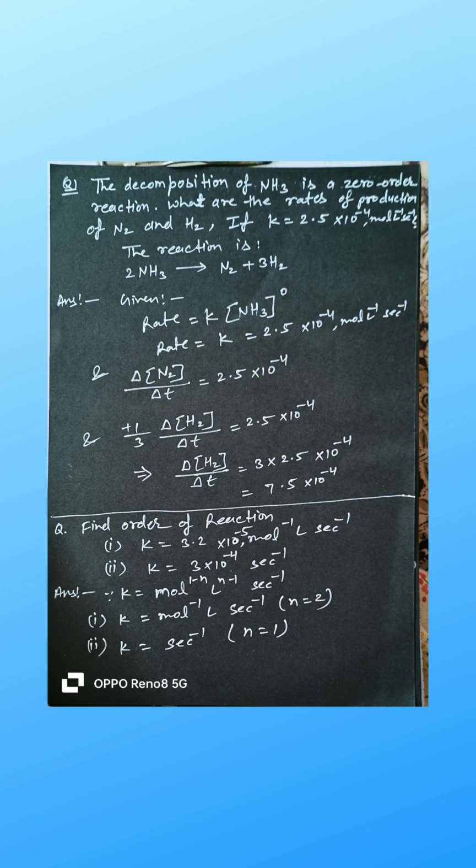Case 2, in the second case, the unit of the rate constant is given. Notice that there is no mole term and no liter term in this unit. This means the power of mole is 0 and the power of liter is 0. According to the rule, the power of mole is 1 minus n. Here, it is 0. So, 1 minus n equals 0. From this, the value of n comes out to be 1. Therefore, the order of this reaction is 1. Final answer: in the first case, the order of the reaction is 2. In the second case, the order of the reaction is 1.